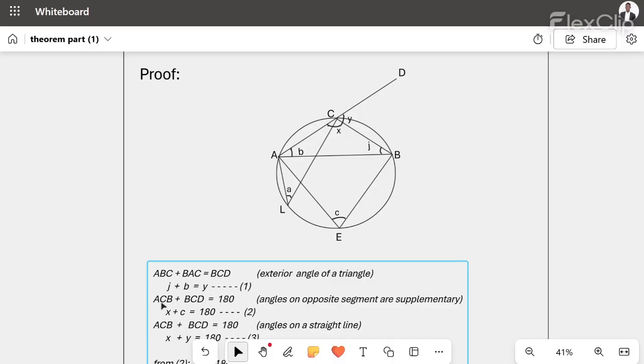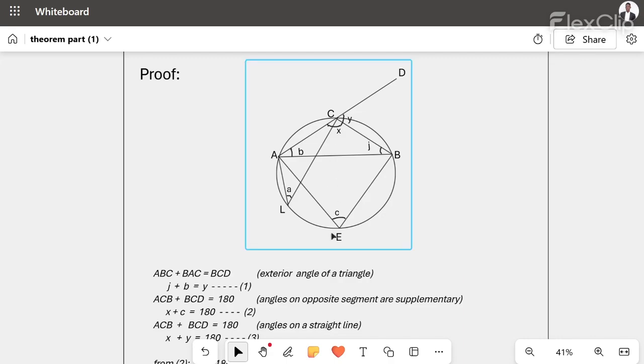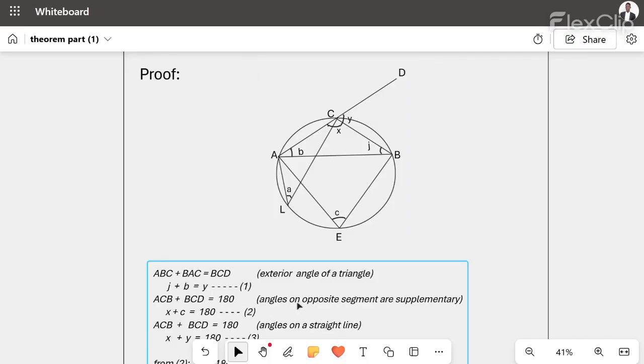Now the next thing here is angle ACB plus angle BCD is equal to 180 degrees. Why? Because they are angles on opposite segments, and they are supplementary. Angles on opposite segments are supplementary, as we also know from our basic geometry. Angle C plus angle X is equal to 180 degrees. Let's call angle C plus angle X equals 180 degrees equation 2.